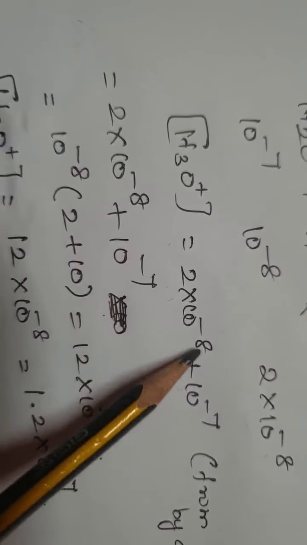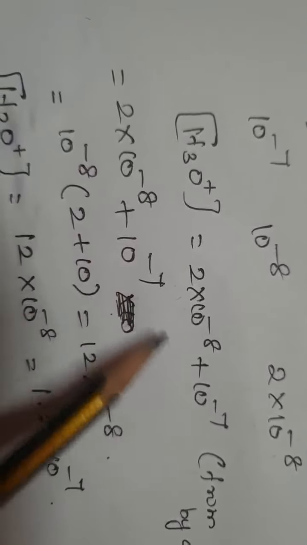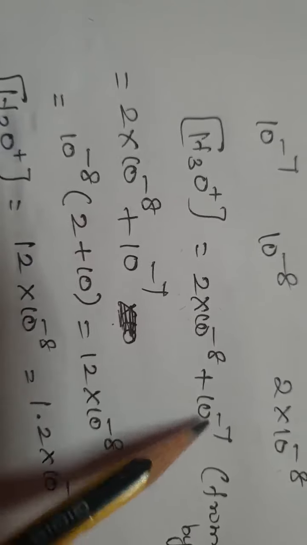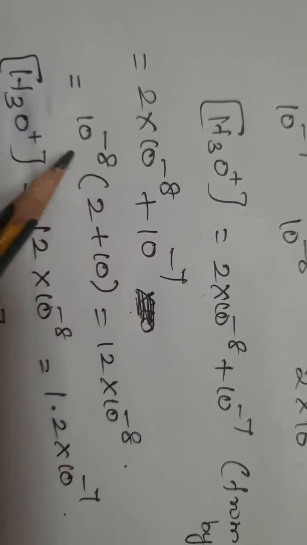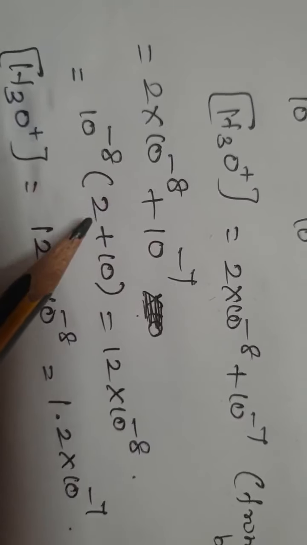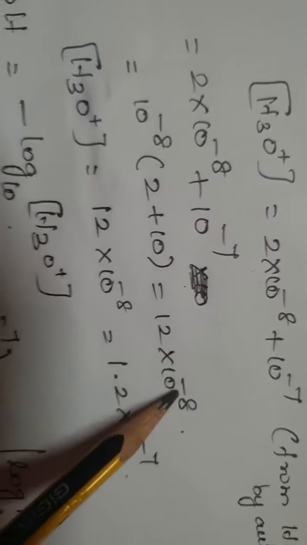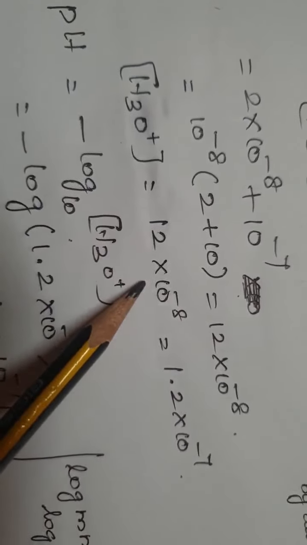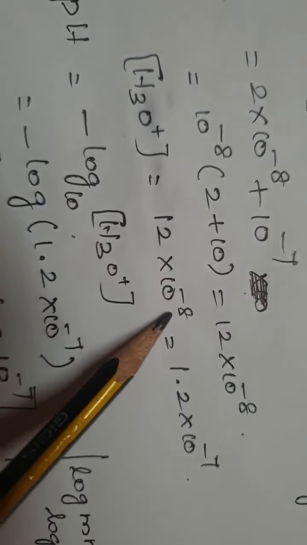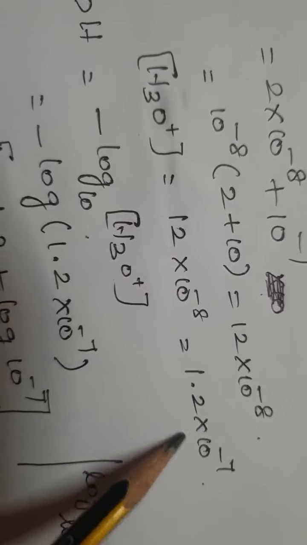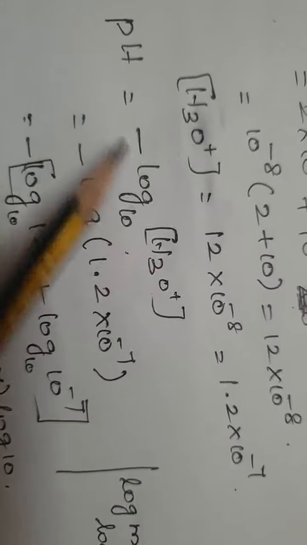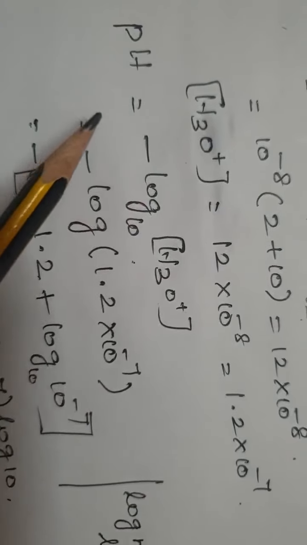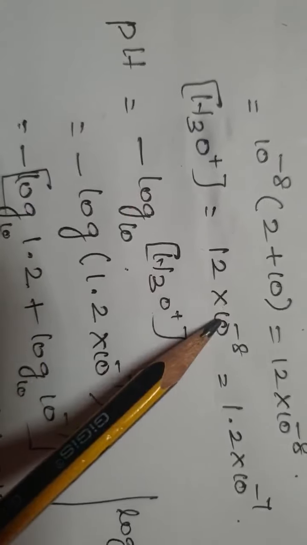One is in 10^-8, one is in 10^-7, so addition is not possible directly. So this can be converted into 10^-8 by taking it out: 10^-7 is 10 into 10^-8, plus 2, so 12 into 10^-8. So the H3O+ concentration is 12 into 10^-8, which you can write as 1.20 into 10^-7. So this is the H+ concentration or hydronium ion concentration. So the hydronium ion concentration is known.